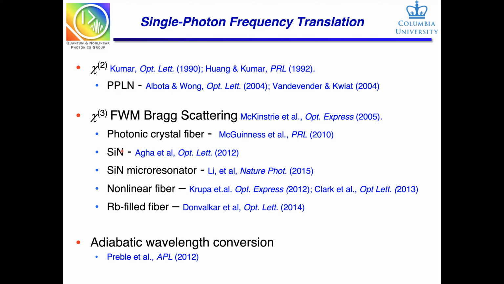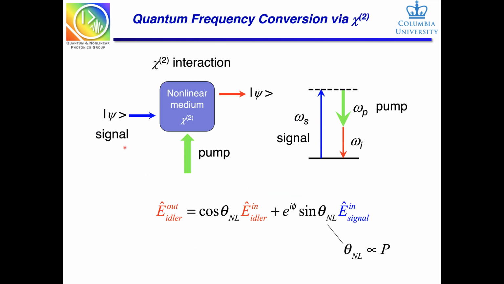I think the highest conversion efficiencies demonstrated by anyone are approaching 97%, with low noise simultaneously. Okay. So as I mentioned, the first version by Prem Kumar's group was doing chi2. The idea is you have some nonlinear medium here. You have a signal, and it's going to interact with a pump wave.